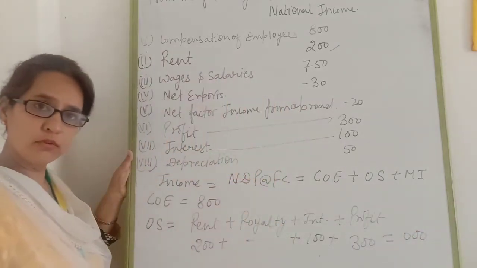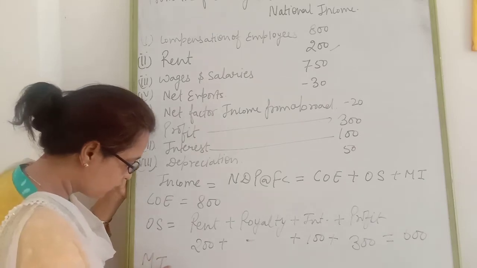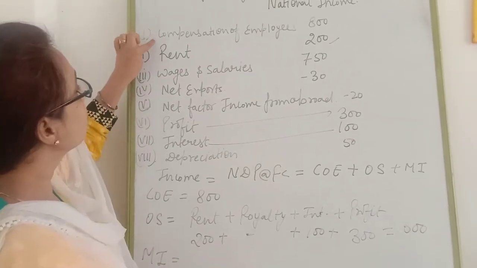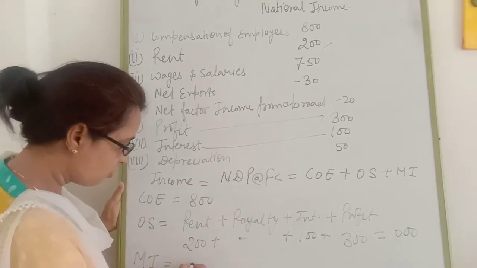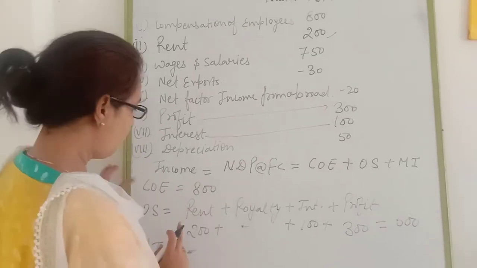Is everyone clear? Now, mixed income: if it is given in the question, look at the list there: mixed income, COE, rent, wages and salary, net export, net factor. Mixed income is also not given, so keep it 0. Now, apply the formula.